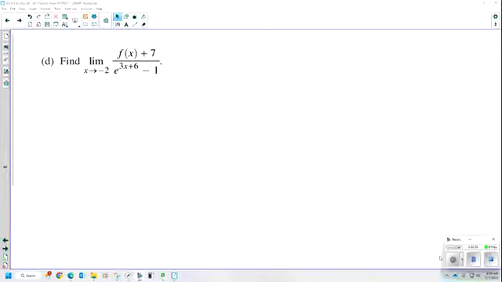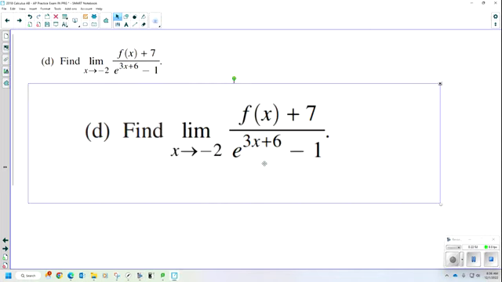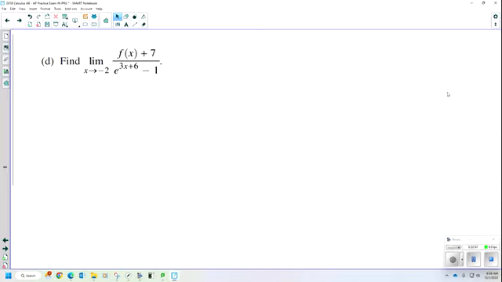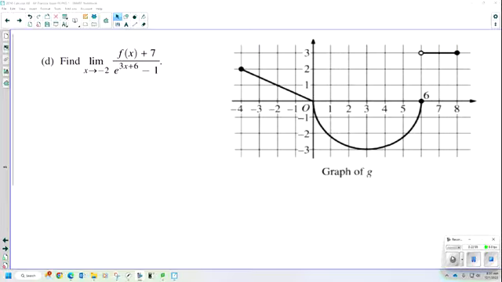The final part of 3D, find the limit as x approaches 2 of f of x plus 7 all over e to the 3x plus 6 minus 1. So first of all, it might be handy-dandy if we had our graph here. I'm just going to paste it here. Oh, my God, look what happened. We are so off here. Let me get that. I'll be right back. Boom. There we go. We're back.